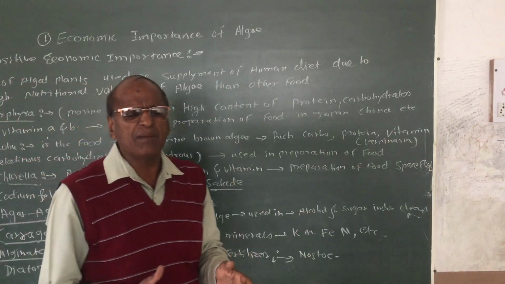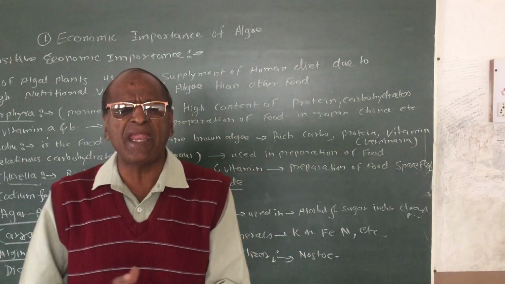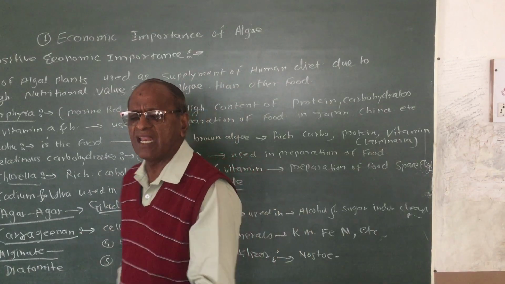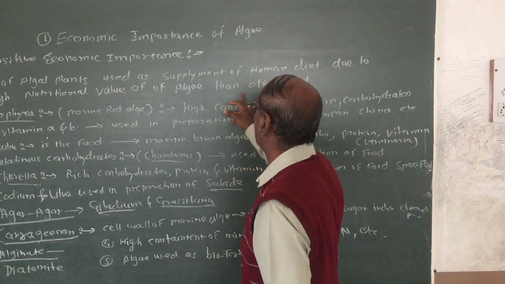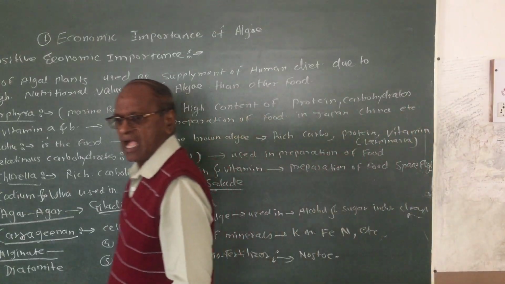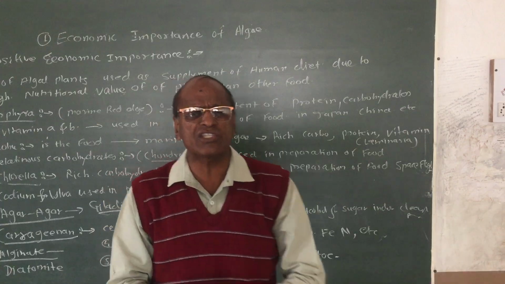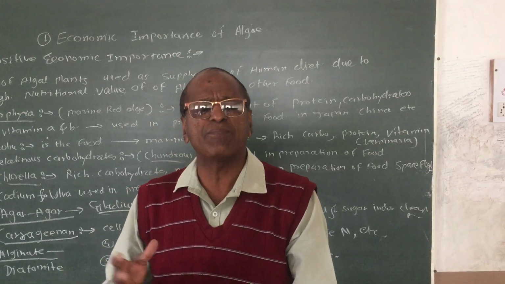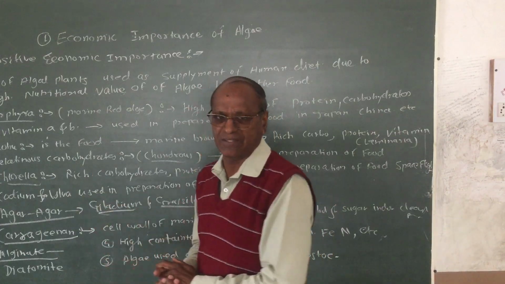A number of algal plants may be used as supplement food in human diets. Why? Because the nutritional value of these algal plants is always more than other foods. Due to these nutritional values, a number of algal plants may be used in the preparation of food as well as industrial products.